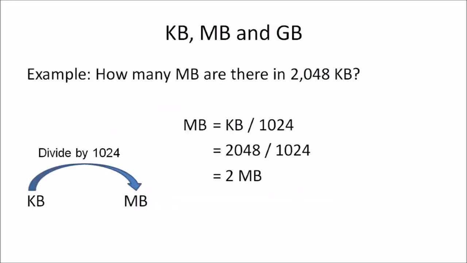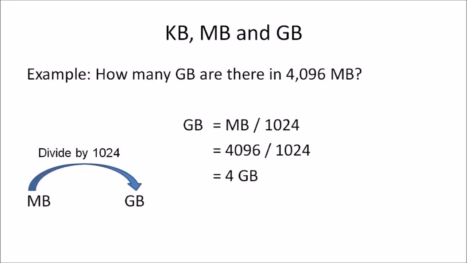So for example, how many megabytes are there in 2048 kilobytes, right? So we are converting kilobytes to megabytes. We need to divide by 1024. So the formula is megabytes is equal to kilobytes divided by 1024. And once we substitute the amount, 2048 kilobytes divided by 1024, the answer we get is 2 megabytes, right?